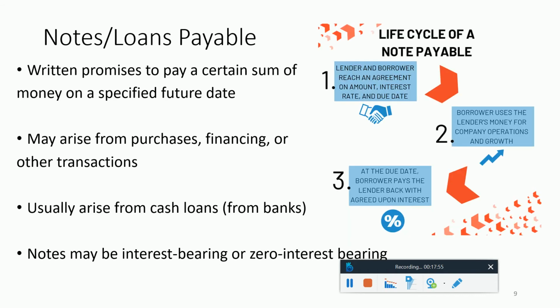So if we move on then to notes or loans payable, a note or a loan is a written promise to pay a certain sum of money on a specified future date. Notes or loans payable can arise from purchases, from financing, or from other transactions. Usually a note or a loan will come from a bank. Usually banks are the ones giving out loans and notes, but it doesn't have to be.